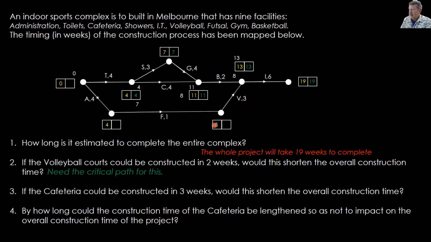Okay, so back to here, we have to check. 13 take away 3 is 10. Definitely not on the critical path, is it? 10 take away 1 is 9. 9 take away 4 is 5. And of course, the 0 goes back in the start box.